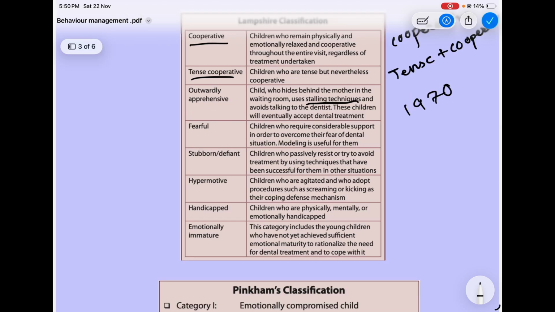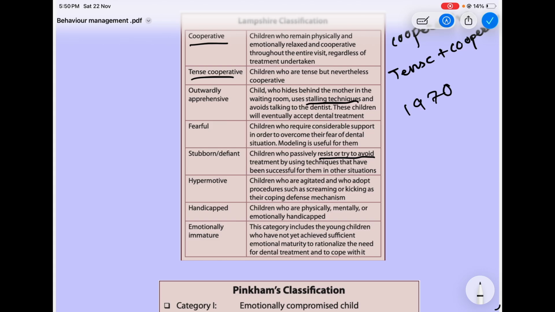Then fearful. Children who require considerable support in order to overcome their fear of dental situation, and modeling is used for them. So for example, watching parents and siblings on dental chair with a positive attitude, or watching videotape or audio tape. Stubborn or defiant. Children who passively resist or try to avoid treatment by using techniques that have been successful for them in other situations. So they are able to cooperate but they won't.